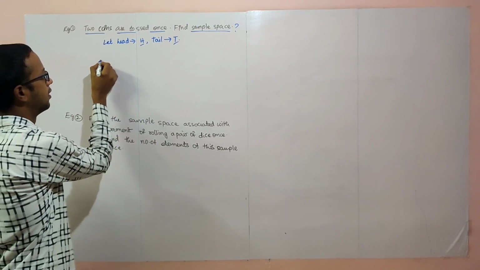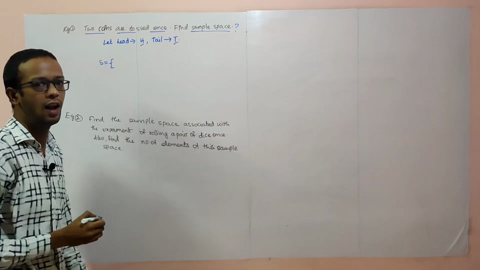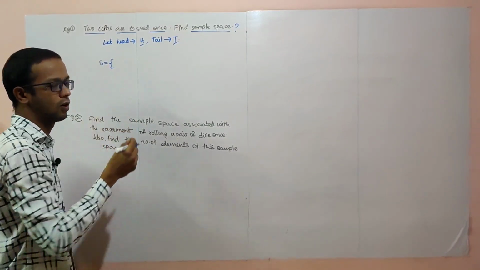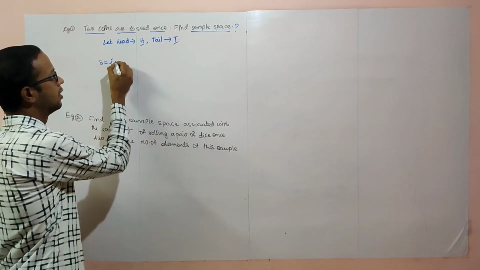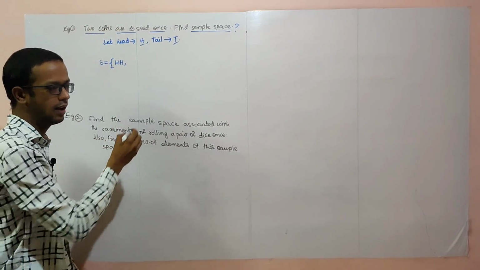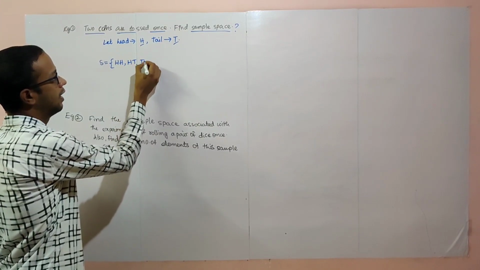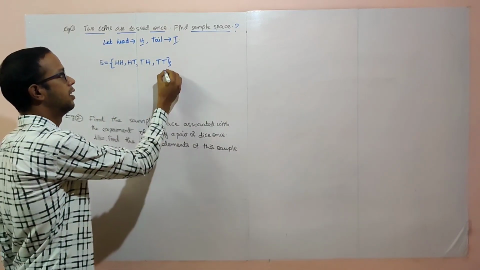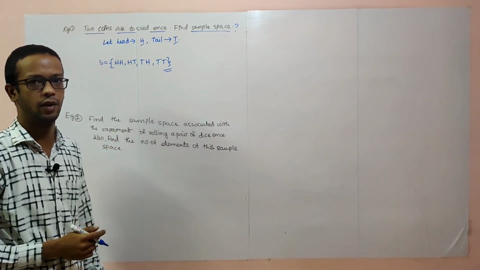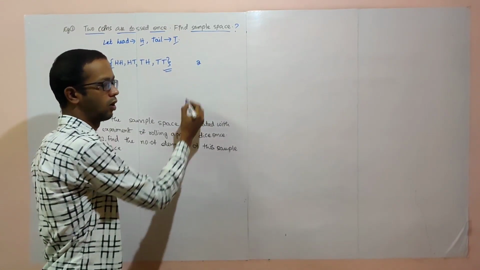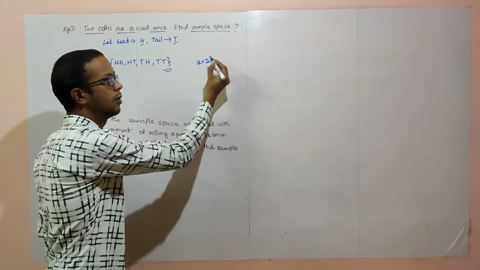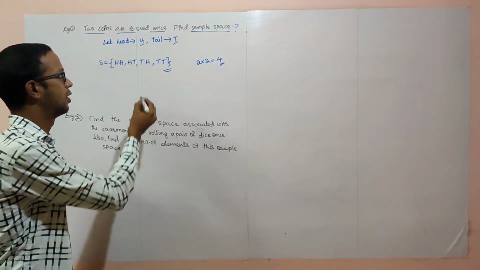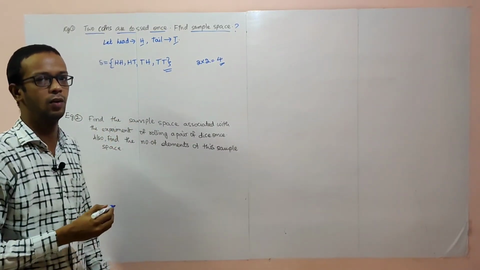So sample space means set of all outcomes. What are the outcomes you will get if you toss two coins? So head, head; head, tail; tail, head; and tail, tail. So the sample space has 4 elements. Here first time 2 outcomes, second time 2 outcomes. If you do the multiplication, 4 you will get. So total outcomes is 4. The sample space is written inside braces, separated by commas.